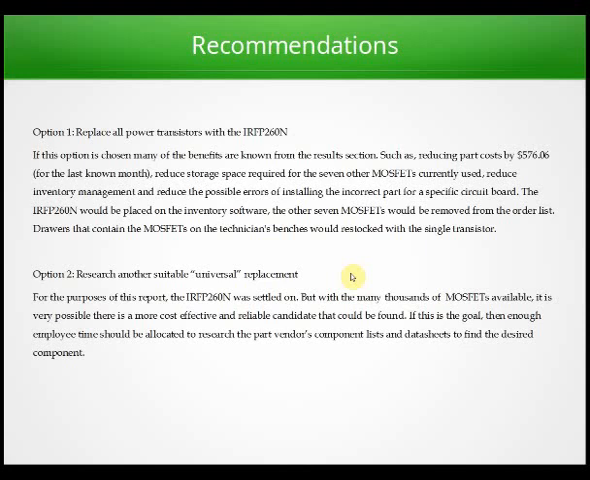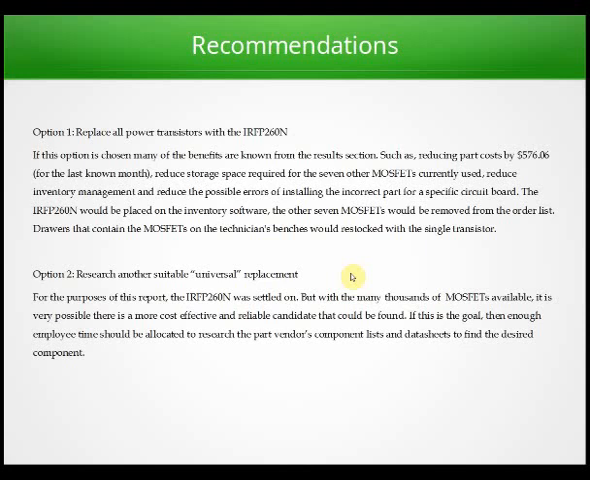The IRF-P260N would be placed on the inventory software. The other 7 MOSFETs would be removed from the order list. Drawers that contain the MOSFETs on the technicians' benches would be restocked with the single transistor.